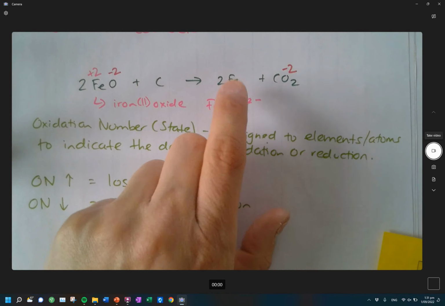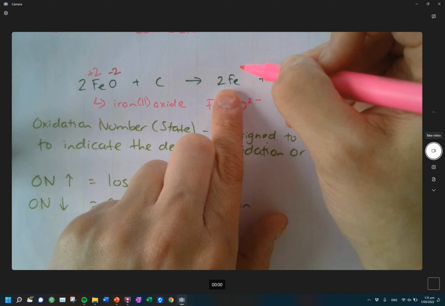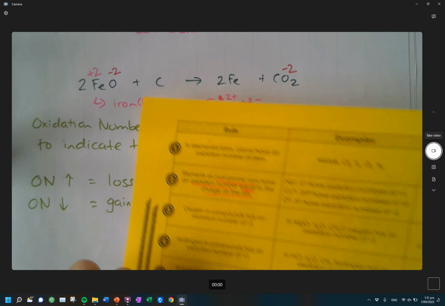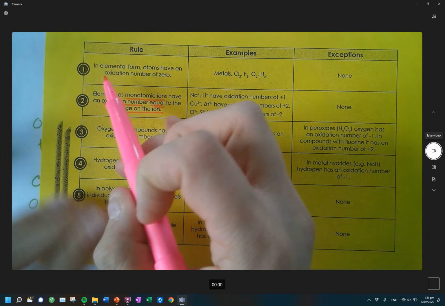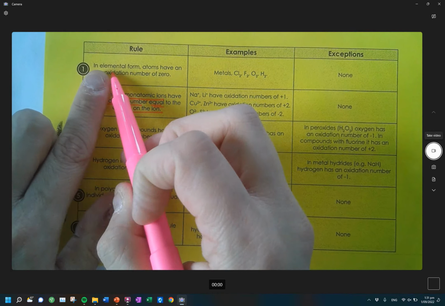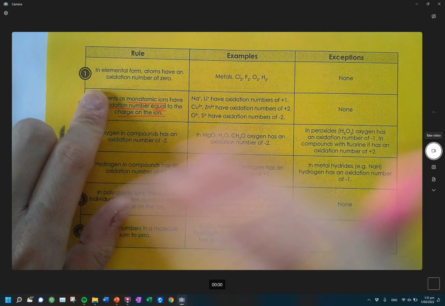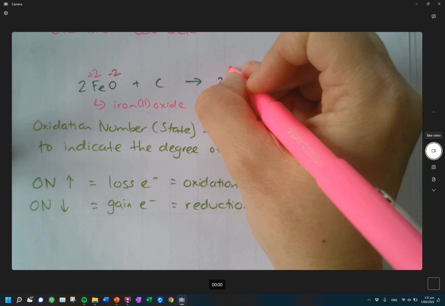Next, I have iron, and this iron's in its elemental form. I can see there's no charge on top, so it's not an ion. Again, I look at my list of rules, and I'm seeing which rule applies to it. Oh, the first one. An element has the oxidation number of 0. And that iron is in its elemental form. So that is my 0.